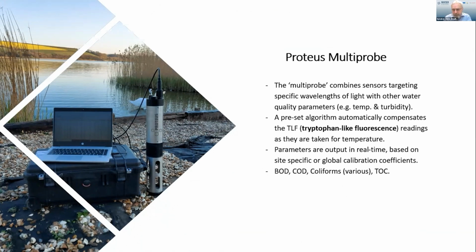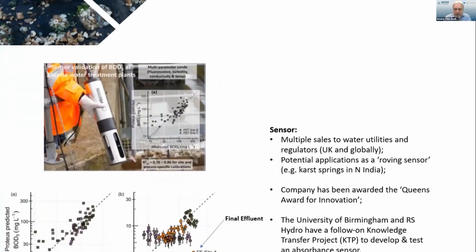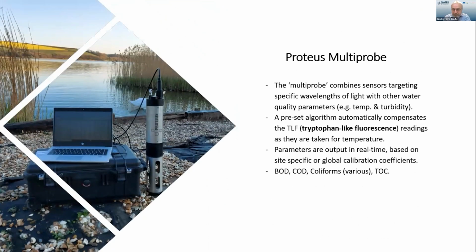microbial pollution. And in the context of UK rivers, we were interested in incidences of combined sewer overflows discharging to the river. So the parameters that were output from this sensor were output in real time, including biogeochemical oxygen demand, chemical oxygen demand, E. coli, coliforms and total organic carbon.